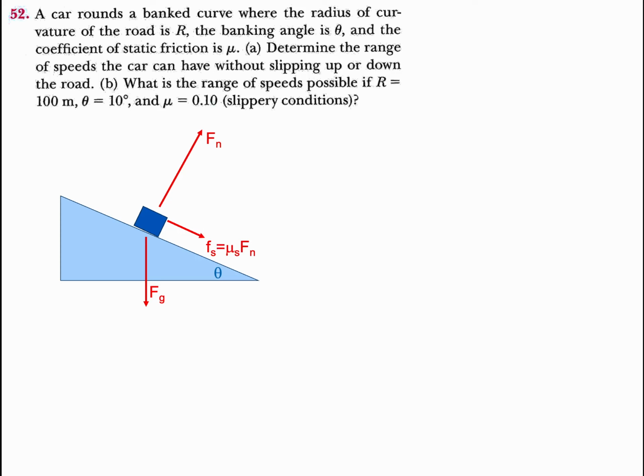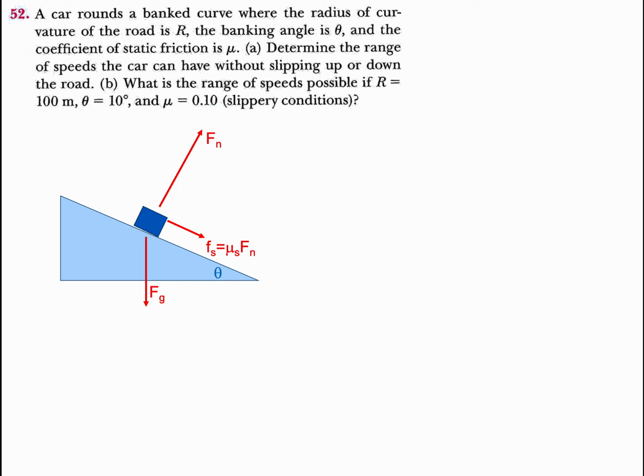So number 52 states, a car rounds a banked curve where the radius of curvature of the road is r, the banking angle is theta, and the coefficient of static friction is mu. A, determine the range of speeds the car can have without slipping up or down on the road. So this one is tough just because of all of the variables involved.